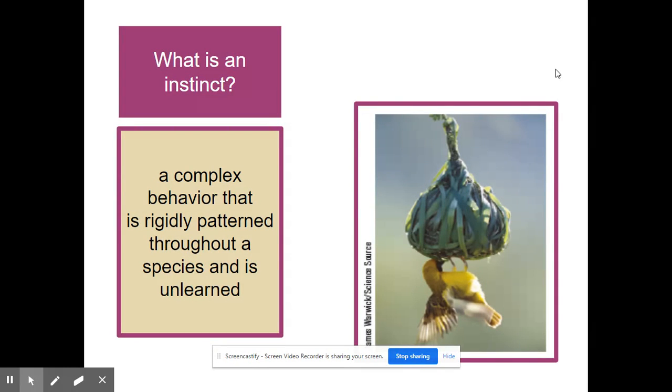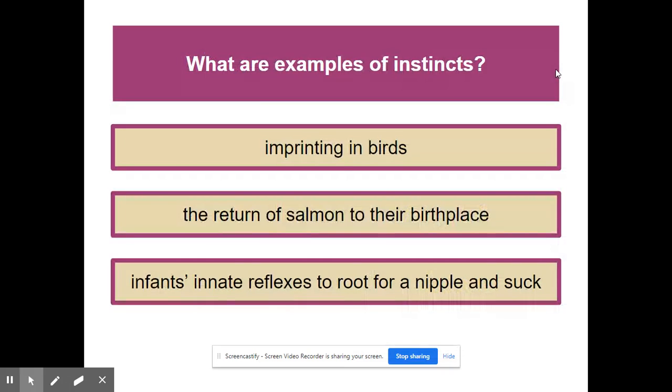So, who influenced the evolution of instinct theory? Well, when you think of evolution, who do you think of? That's right, Charles Darwin. Rather than explaining the theories and all the different behaviors, instinct theorists simply name the motivational behaviors. So, what are some examples of instincts? What is known as imprinting on birds, how salmon return to their birthplace, infants innately reflex or root to the nipple to suck because it is a survival instinct.